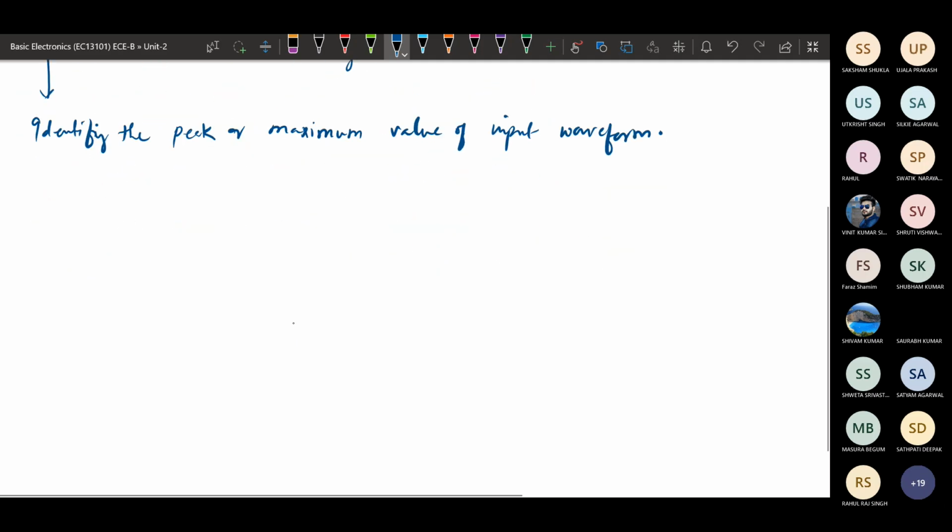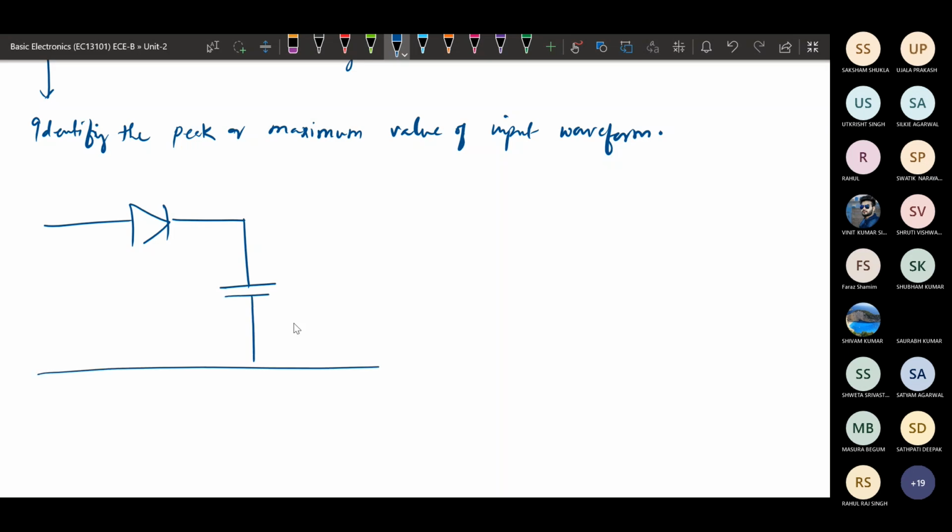So we will just see the circuit. The circuit is given by a diode. Along with that, we connect a capacitor, and across this capacitor we take the output. The load resistance is connected in parallel with the capacitor. So this is the capacitor, this is the load resistance, this is the diode, and we are providing the input.